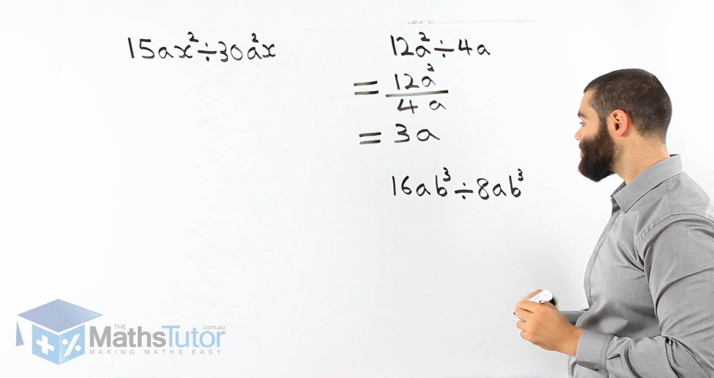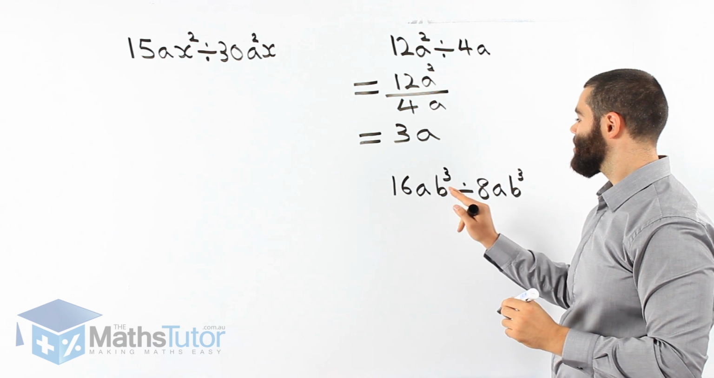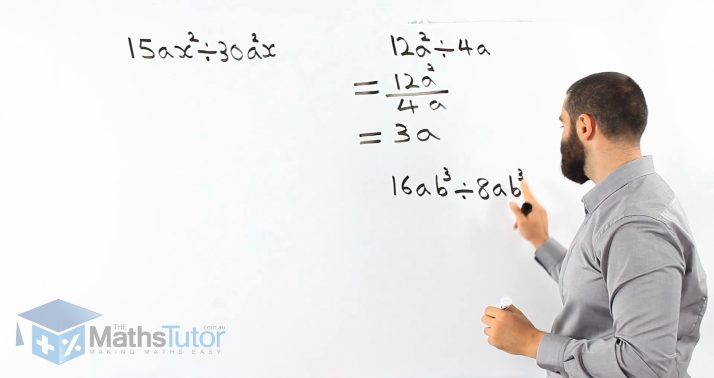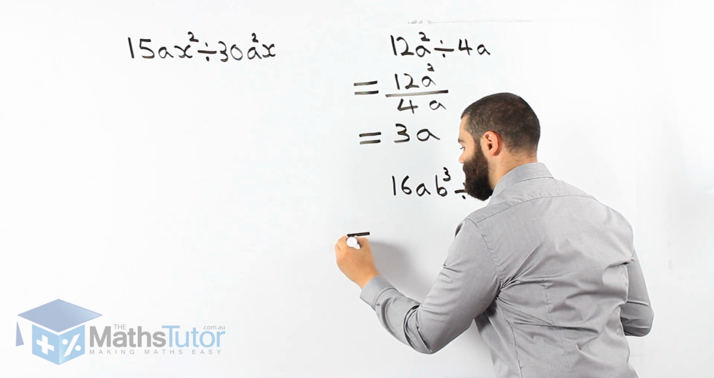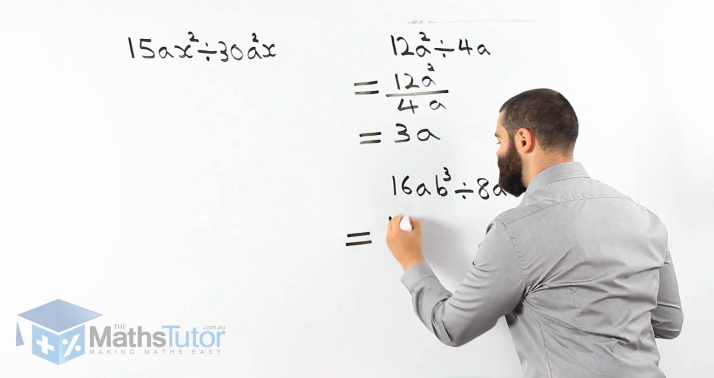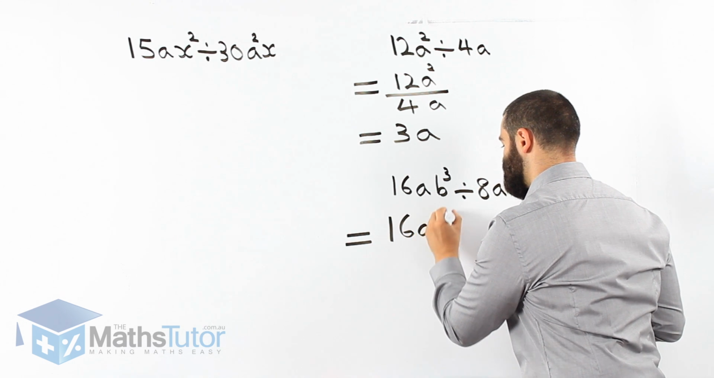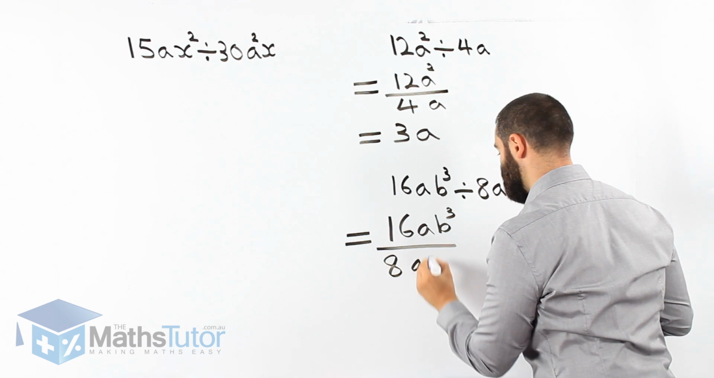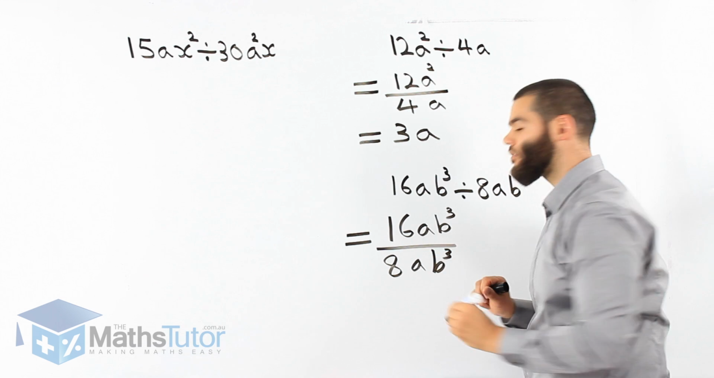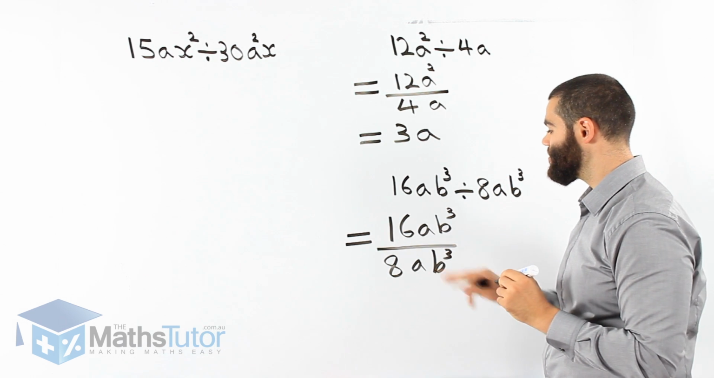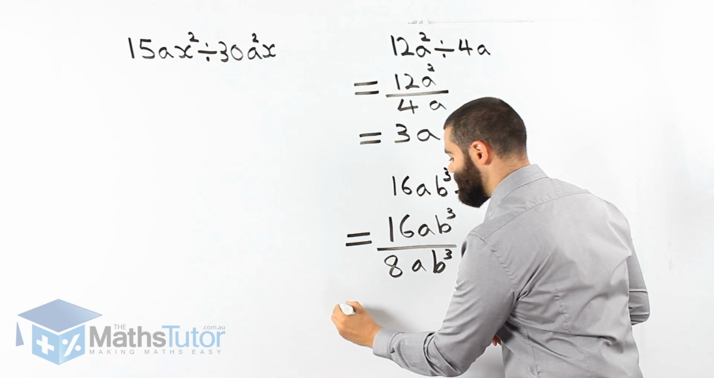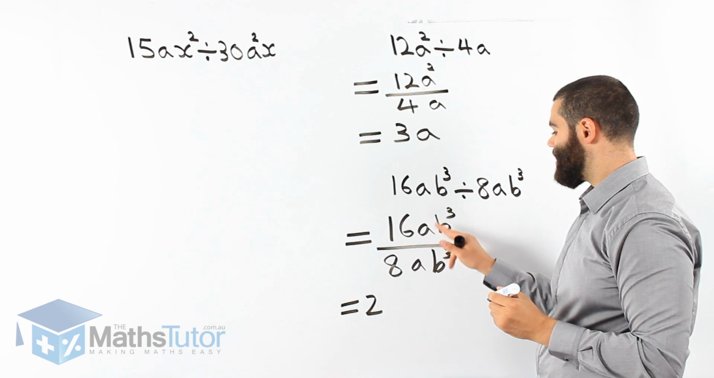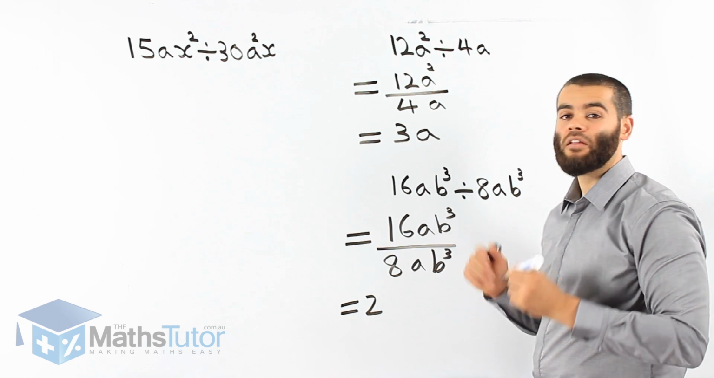Next one. 16ab to the power of 3 divided by 8ab to the power of 3. In fraction form, 16ab to the power of 3 over 8ab to the power of 3. We start with the numerals. 16 divided by 8 is 2. a and a, take away a, they're gone.